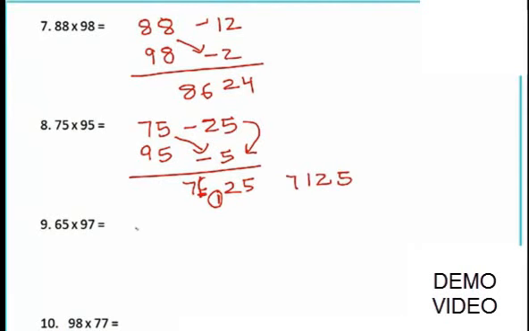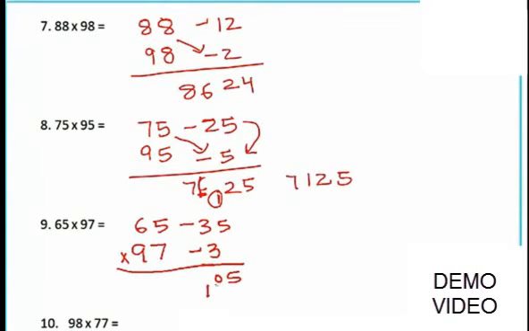Let's take the next example. 65 into 97. 65 is minus 35 from 100 and 97 is minus 3 from 100. Now 35 into 3 is 105. Further we just write 05 over there and 1 will be carried to the next calculation. Now 65 minus 3 will be 62, plus this 1 we get 63. So 65 into 97 is 6305. Very quick, very interesting.